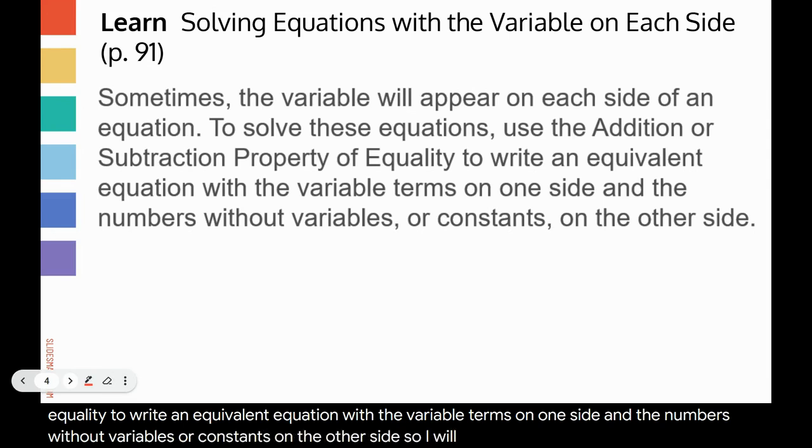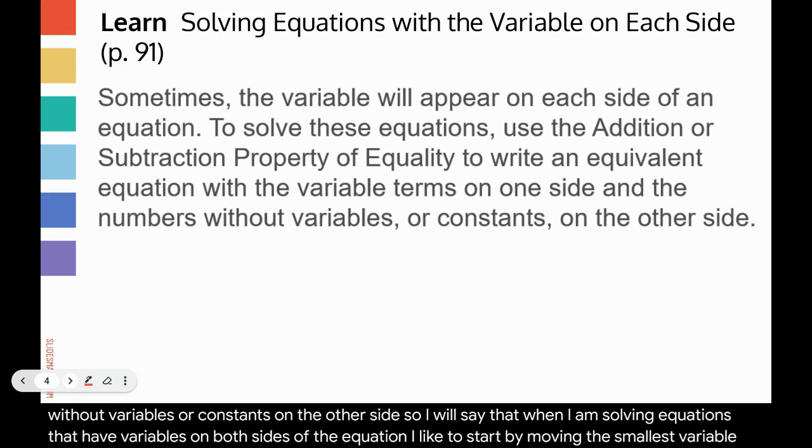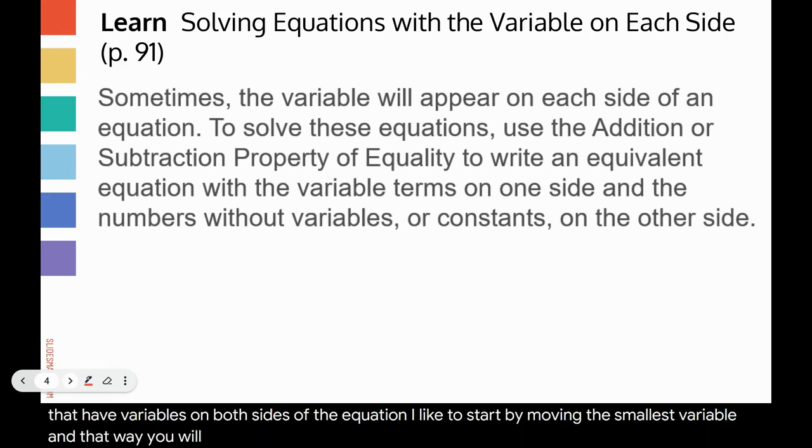So I will say that when I am solving equations that have variables on both sides of the equation, I like to start by moving the smallest variable, and that way you will work with more positive numbers, but not always.